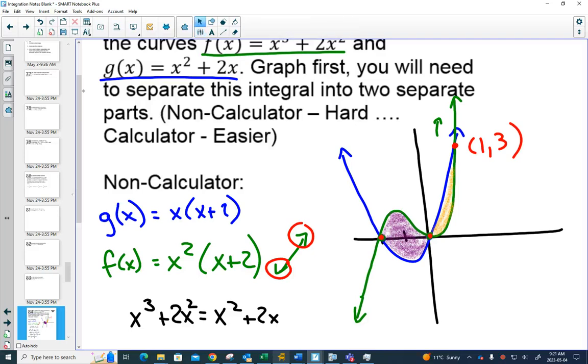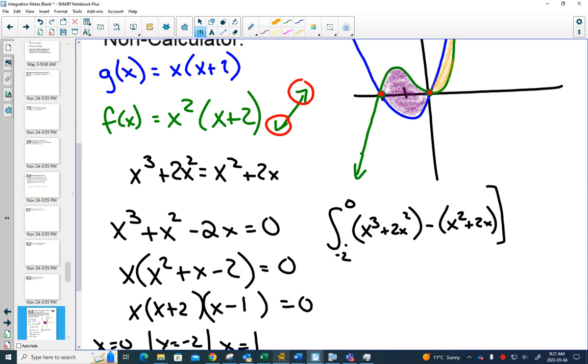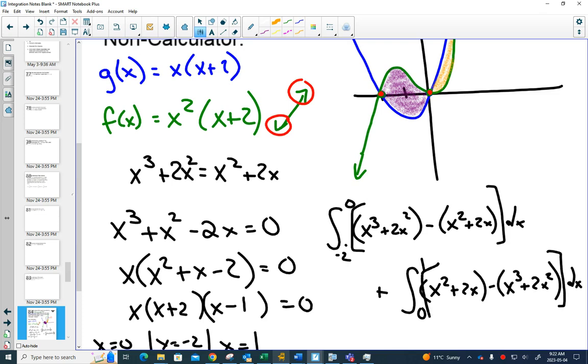The reason we have to do them separately, let's say you just went from -2 to 1, and you did the green one minus the blue one. If you do the green one minus the blue one, this purple area would be positive, but this orange area would be negative because the green one's underneath. So we have to set this up as the integral from -2 to 0 of the green function, x cubed plus 2x squared, subtract the blue function, x squared plus 2x, dx, and then we're going to have to add the integral from 0 to 1, and this time we'll have the x squared plus 2x first, and subtract the x cubed plus 2x squared, dx.